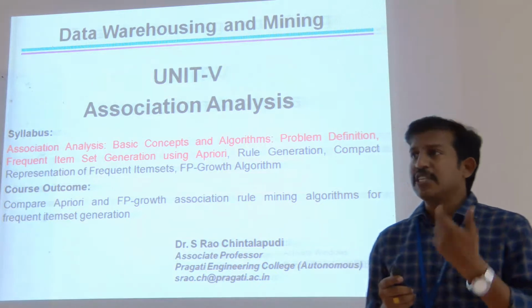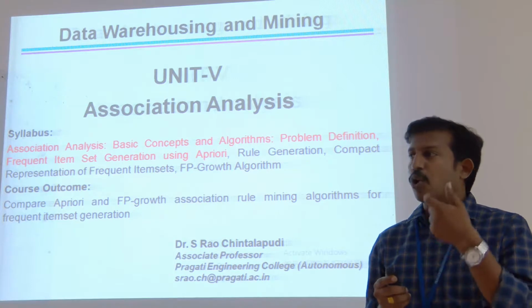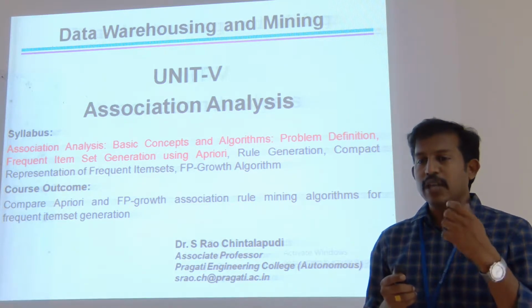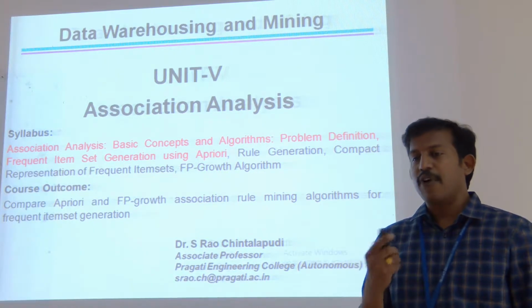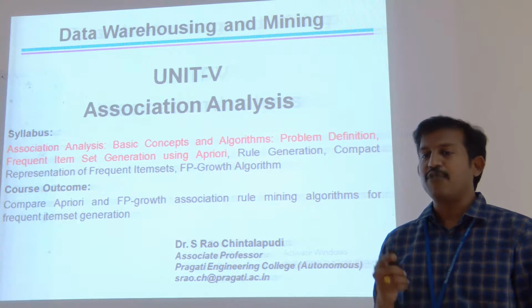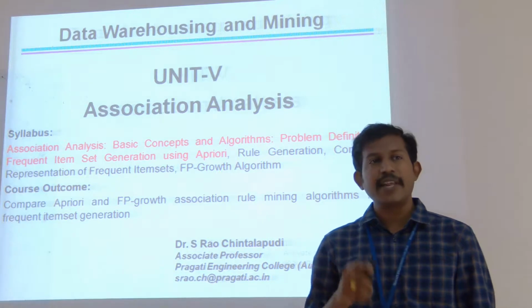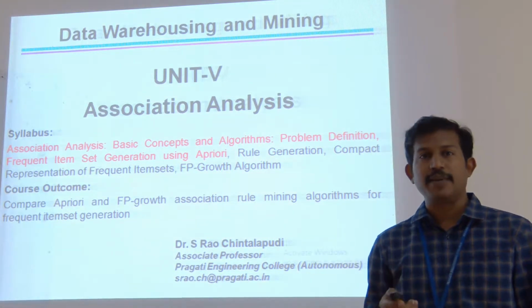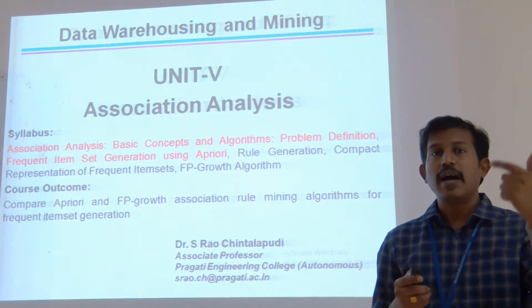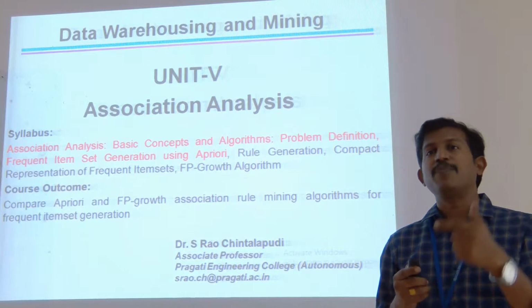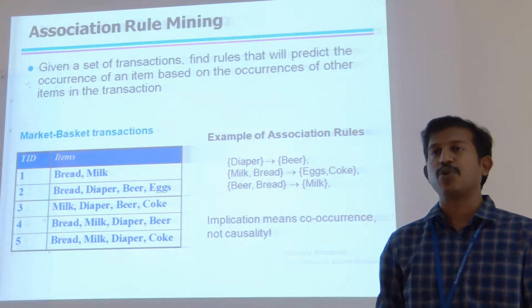After completion of this particular chapter, we attain a course outcome. The student will be able to compare the Apriori algorithm with the FP growth association rule mining algorithm for frequent item set generation. Here in this chapter we will discuss both the Apriori algorithm and the FP growth algorithm. Now let's get into the actual terminology of association rule mining.